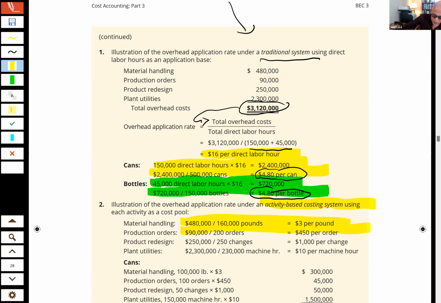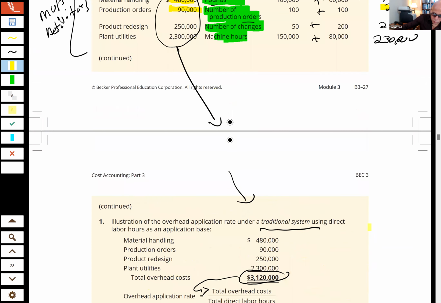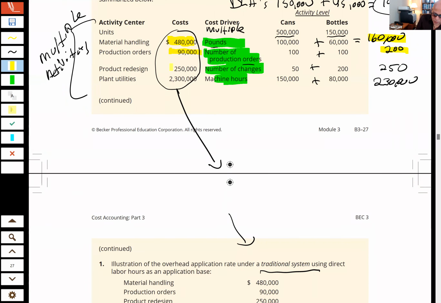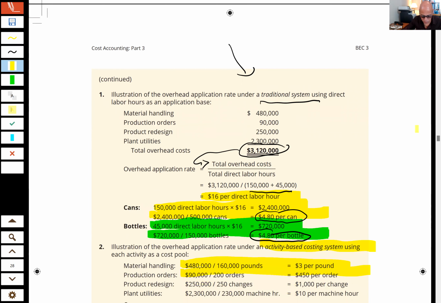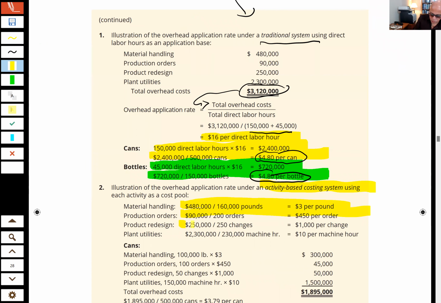The changes were what? The changes were $250,000, and there were 250 changes. So the changes are pretty expensive. The changes is a fairly expensive activity. It uses $1,000 per change, and then we go ahead and come up with an amount for the machine hours. And I go back up the table. I think you're getting the point now, right?